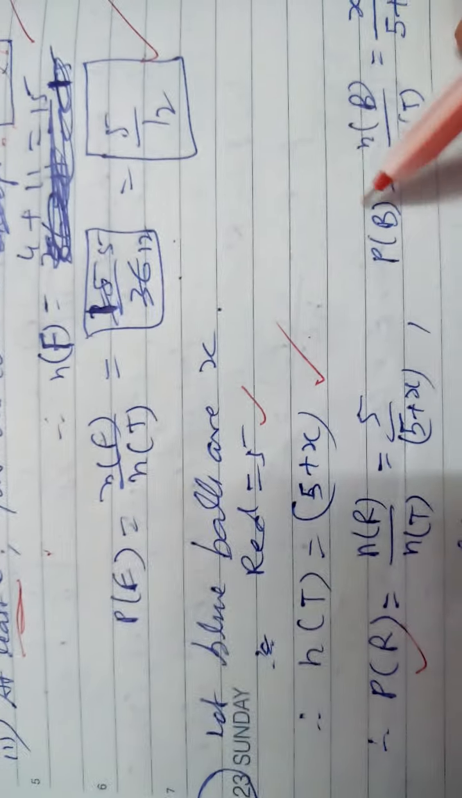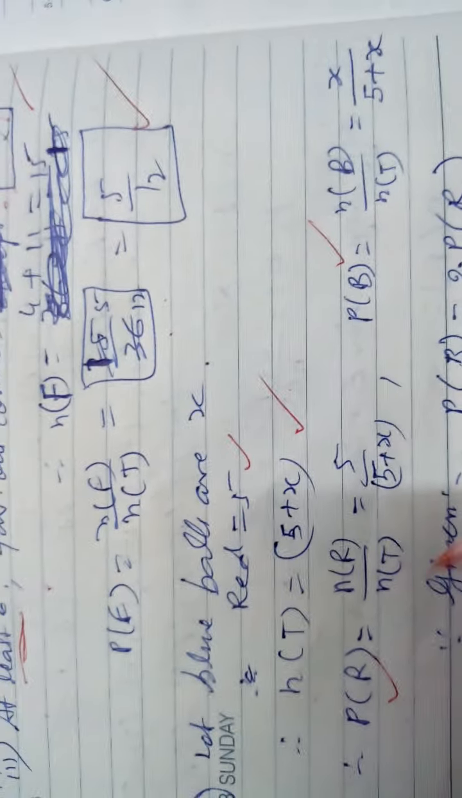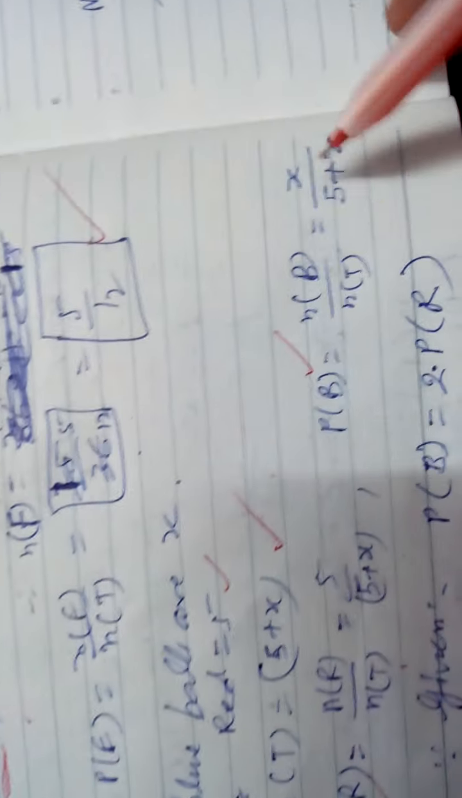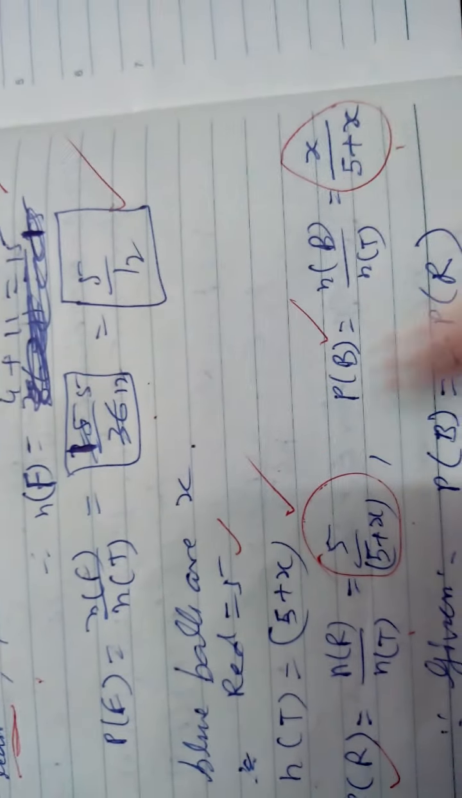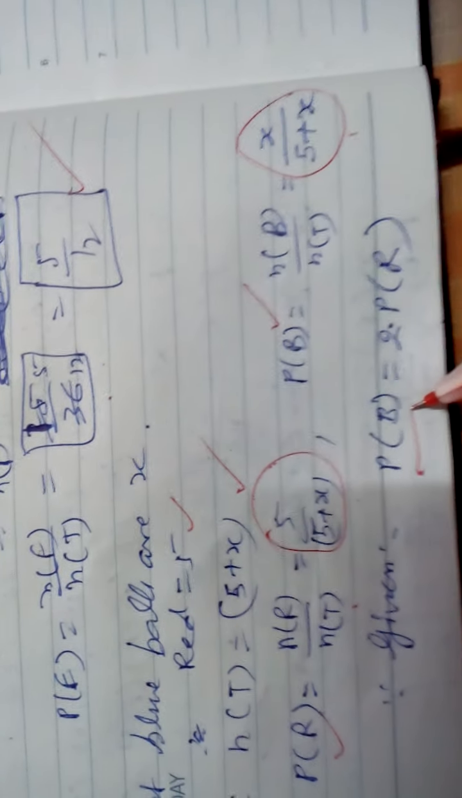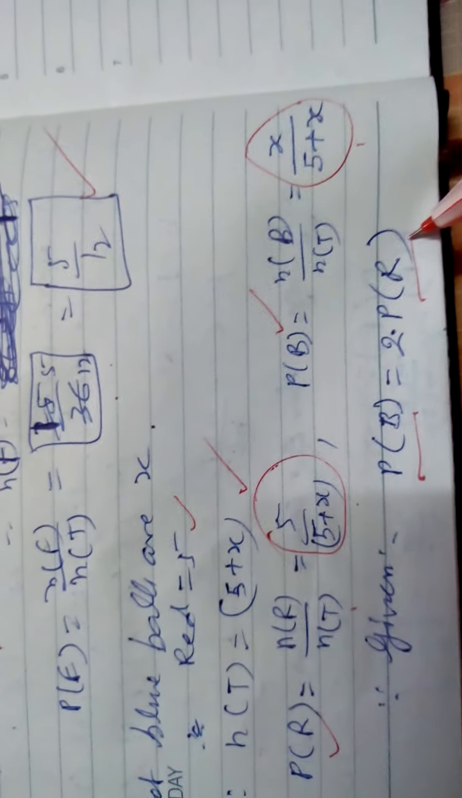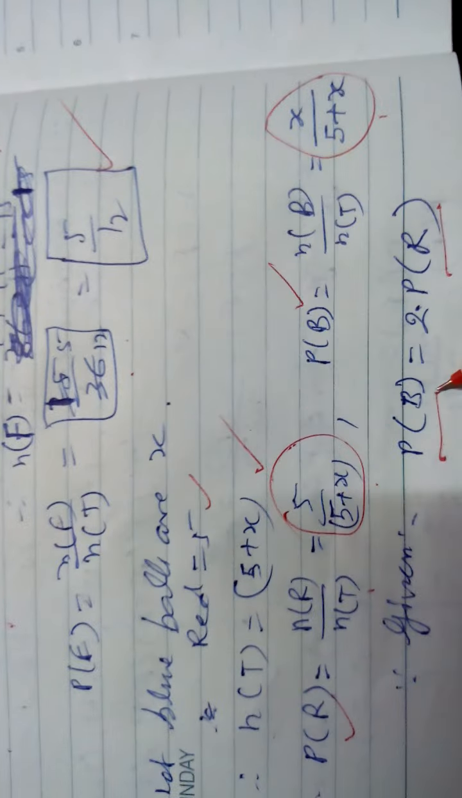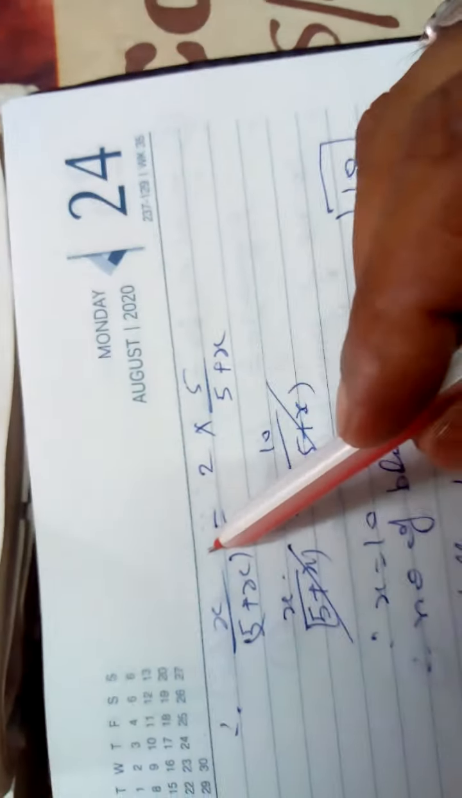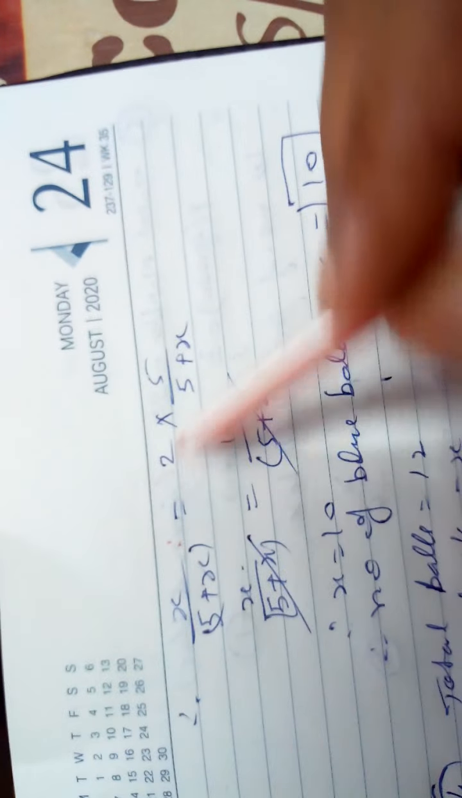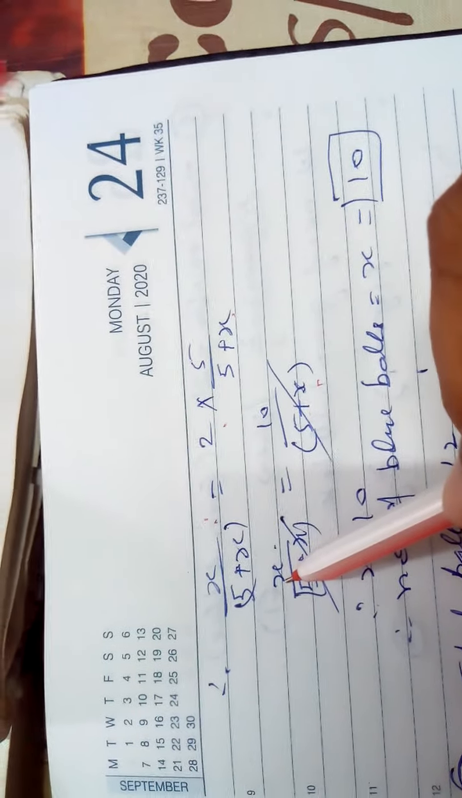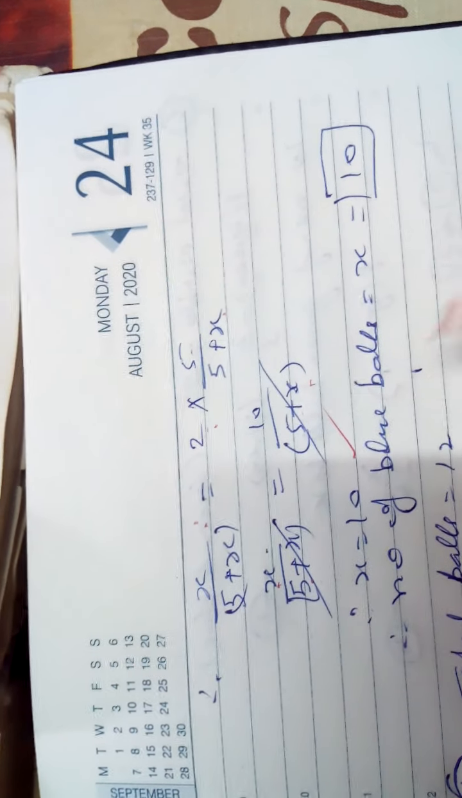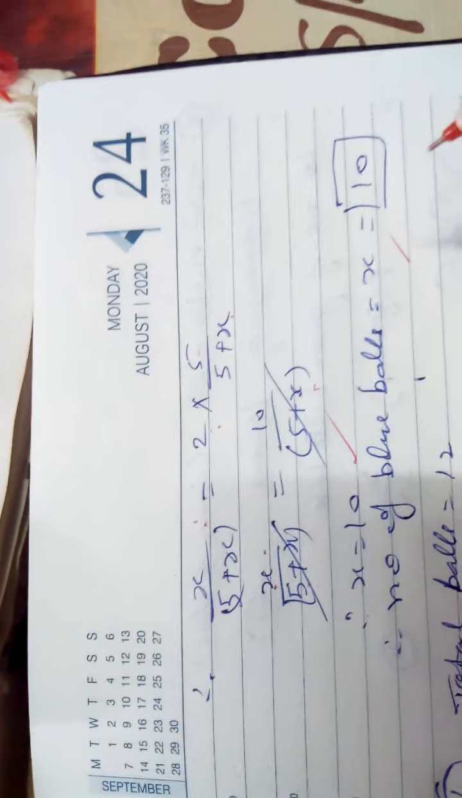So you find the probability; NT is the total. So you find the probability of red and the probability of blue: red upon total, blue upon total. 2 probabilities you are getting. Both have a relation. The probability of blue is double the probability of red. It is given in the question. So put the values. Both denominators will be cancelled. So x is equal to 10. So how many blue balls are there? 10 blue balls.